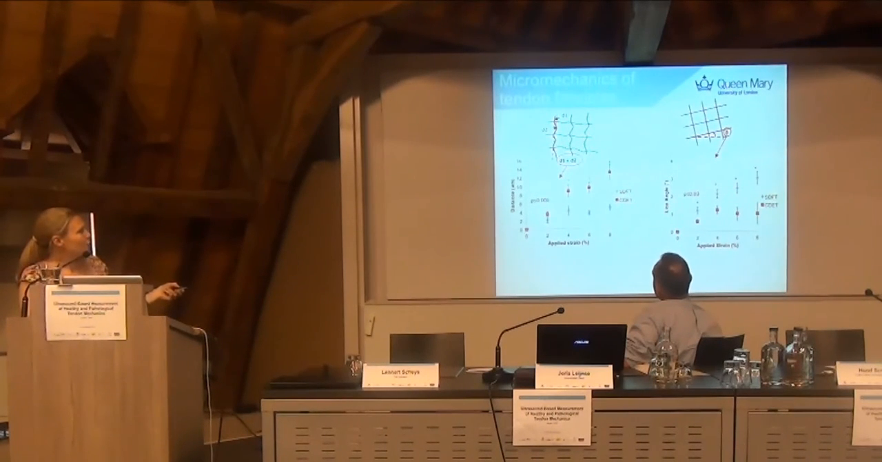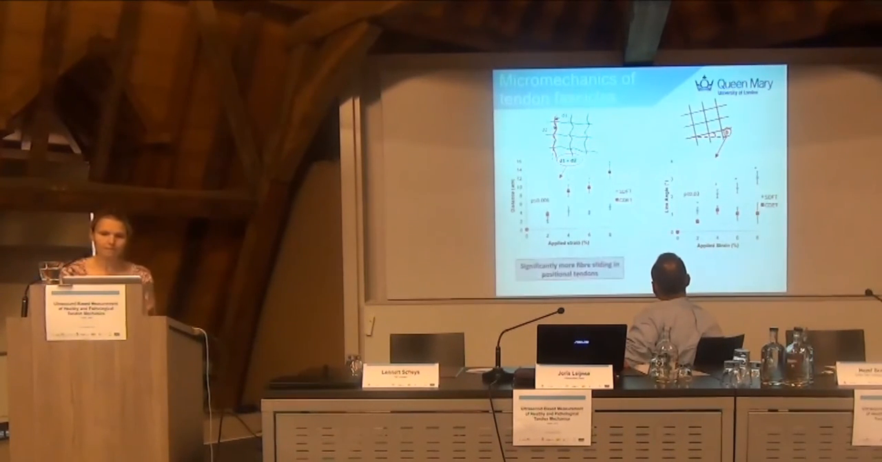So under applied strain, if we look at this amount of fibre sliding, here's our positional tendon. Rather more, significantly more fibre sliding than we saw here in the energy store. If we looked over here at the amount of rotation in that fascicle, here's our energy store, it seems to rotate instead of seeing sliding between fibres.